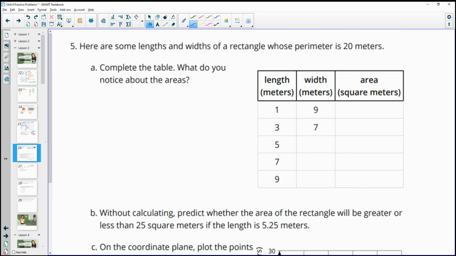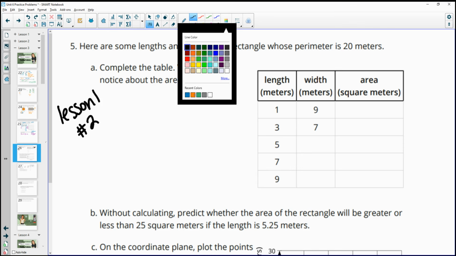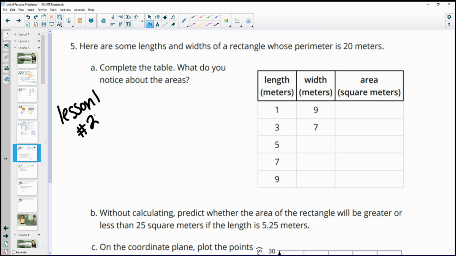Number 5 is actually exactly the same problem as lesson 1, practice problem number 2. So if you did that lesson, you can go back to it and look at your work for that one, or I'll explain it again as well. But it's exactly the same as lesson 1, number 2.